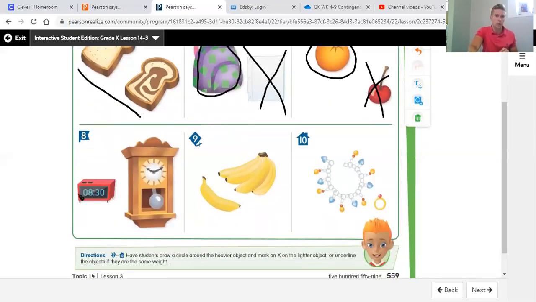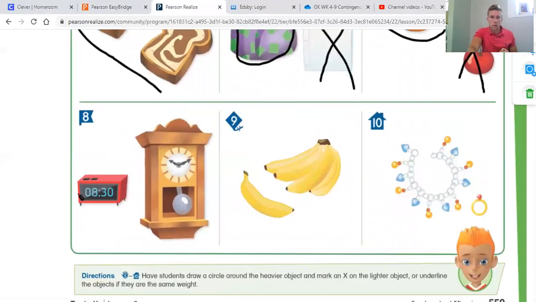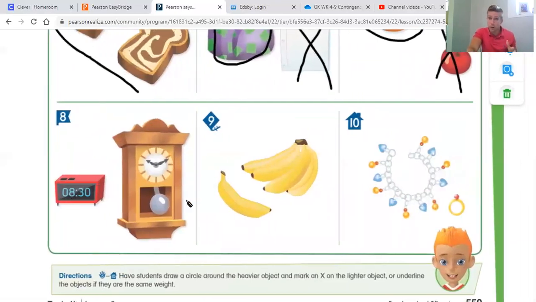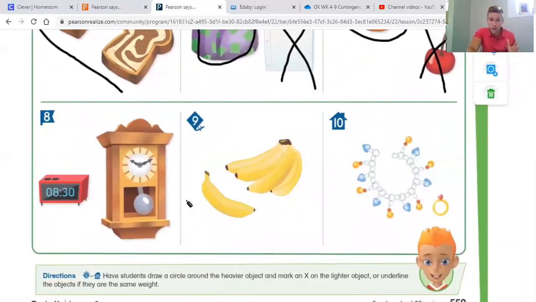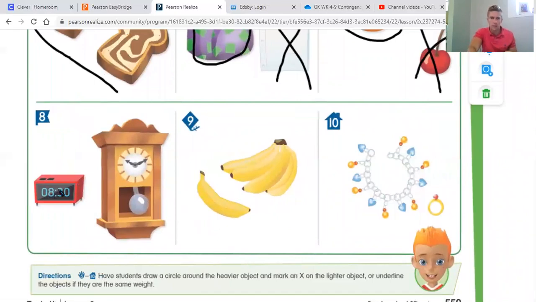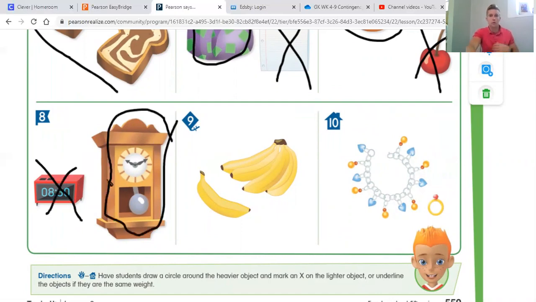Okay, stay with me now. We're on number 8 with the clocks. Look at these 2 clocks. Yes, they're both clocks, but are they the same weight? No way. This clock is definitely smaller. So this clock must be lighter. This clock must be heavier because it's way bigger. It's way bigger, right? All right, so this clock is bigger for sure, and it's heavier.